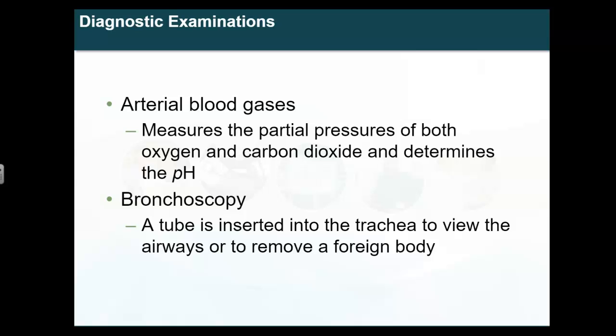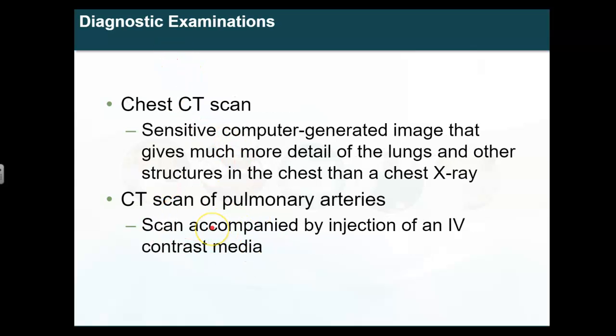Bronchoscopies, where they insert a tube into the airway to view the airways or remove a foreign body. They do this testing for a lot of different reasons. And then there's the chest CT scan, which is a computer-generated image that gives a lot more detail about the lungs and other structures inside of the chest than you can get off of just a regular chest x-ray. Most people have probably had a chest x-ray at some point in their life, so you're probably familiar with what I'm talking about. A CAT scan is a machine where they lie you flat on a table and then they run you through this little circular thing that kind of looks like a donut.